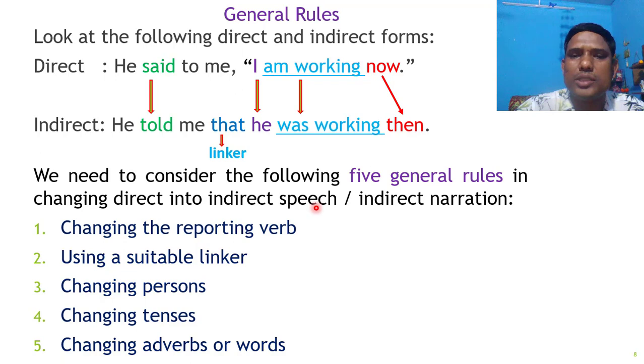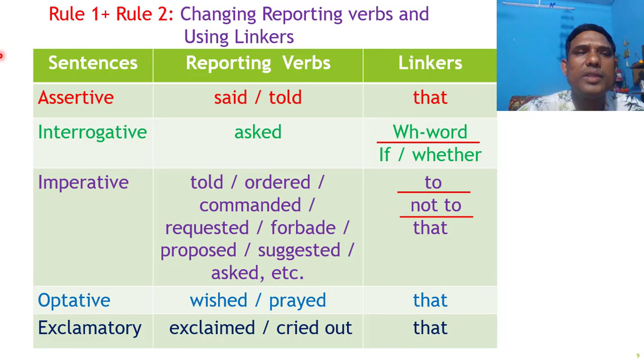Again I am telling you, we need to consider the following five general rules in changing direct into indirect speech or indirect narration. Number 1, changing the reporting verb. Number 2, using a suitable linker. Number 3, changing persons. Number 4, changing tenses. Number 5, changing adverbs or words. Now I am going to tell you about these five rules in detail.